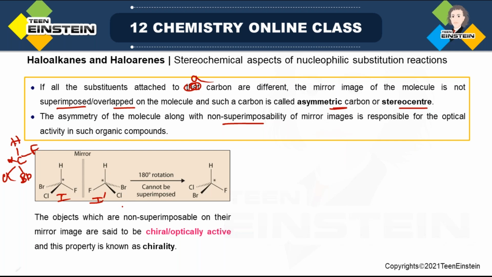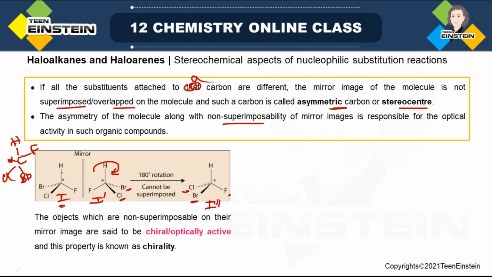Mirror image. Now if you are doing a 180-degree rotation, that means you are rotating like this. So now F is on the right hand side, Cl and Br towards the left hand side, and also here Br is below the plane, but now it will be towards you. Previously Cl is towards you, now Cl is away from you. Now suppose it is 1 double prime.